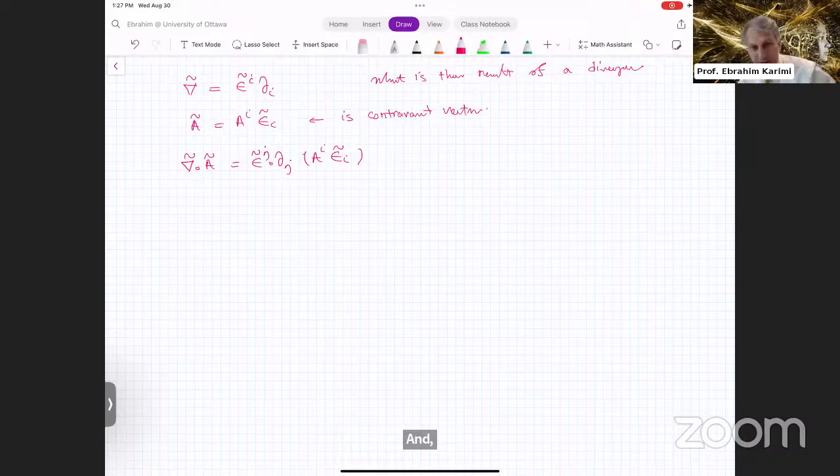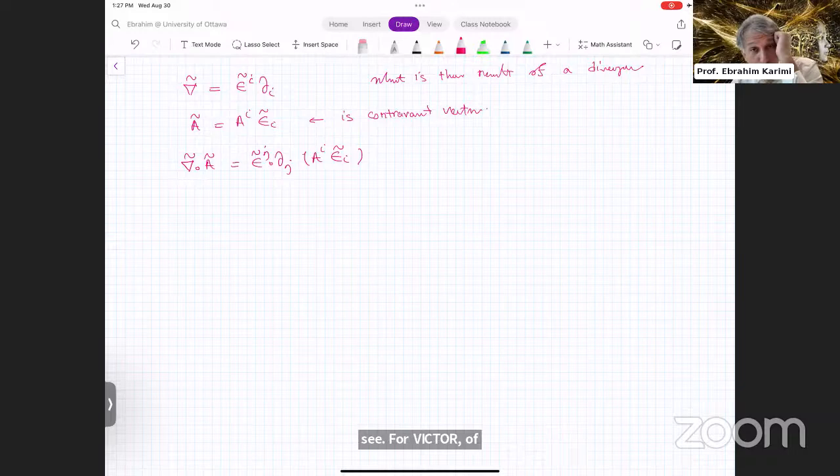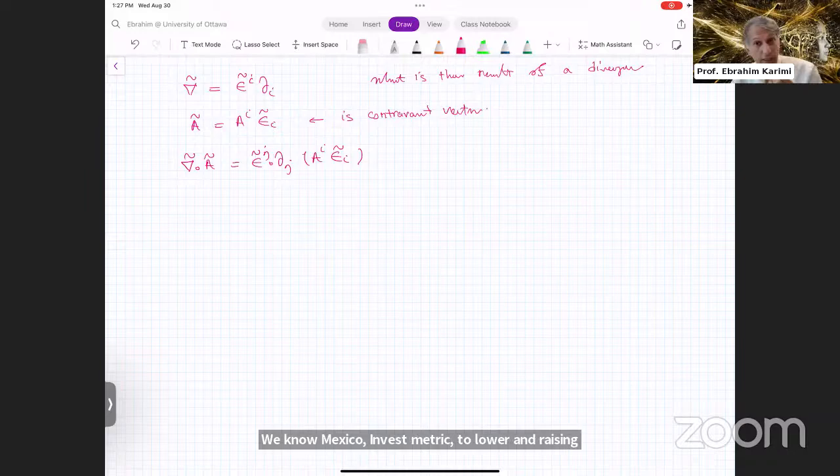Is there any question, by the way, guys? Oh, Subra is asking: for a vector or tensor, we know the metric or inverse metric lowers and raises indices respectively, but can we raise or lower the indices of the Christoffel symbol? No, be careful, because it is not a tensor. A very good question, Subra. We cannot do that because Christoffel symbols are not tensors. You cannot change the basis in this way.